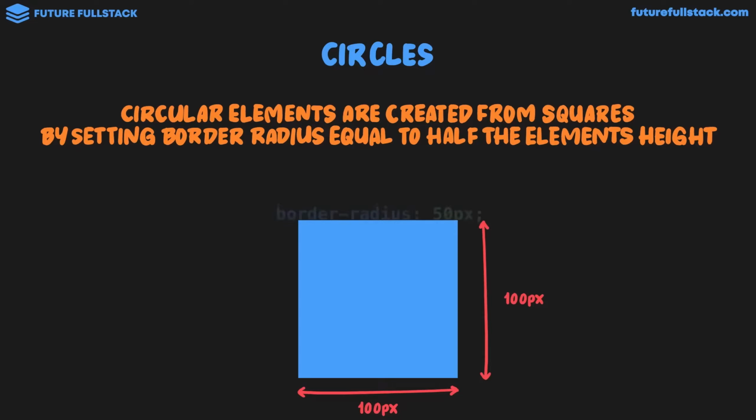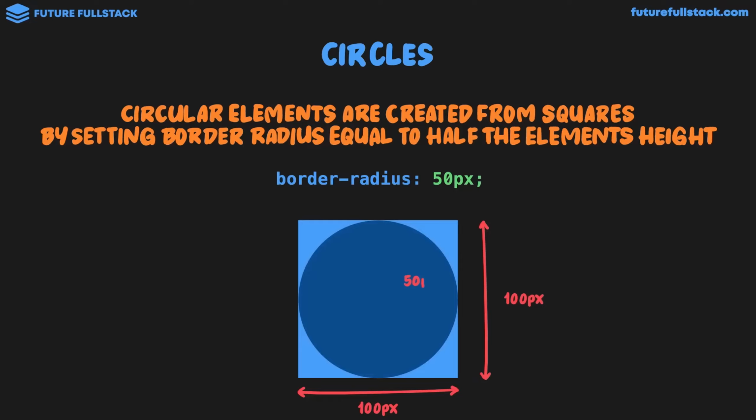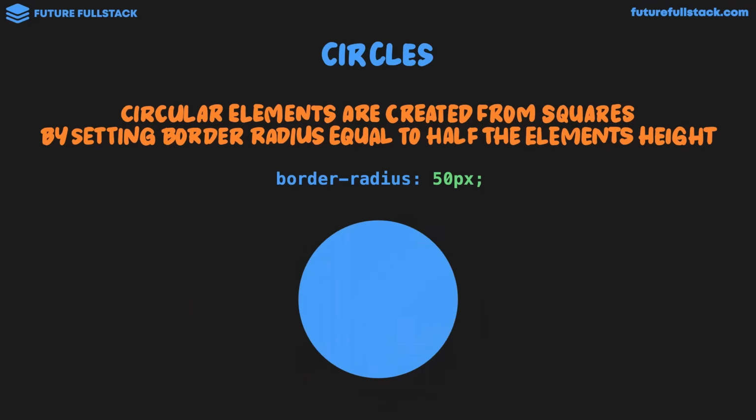So if we set a border radius of 50 pixels, what this would mean is that there's one circle in the middle, which has a radius of 50 pixels. And then the same thing happens. The space between the circle and the element's corners is cut out, which leaves us with a perfect circle, which is fully rounded. So let's see this in VS Code.